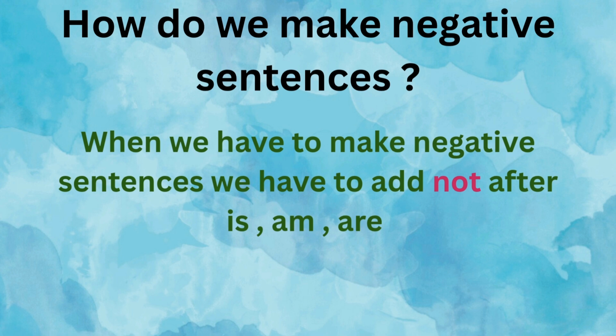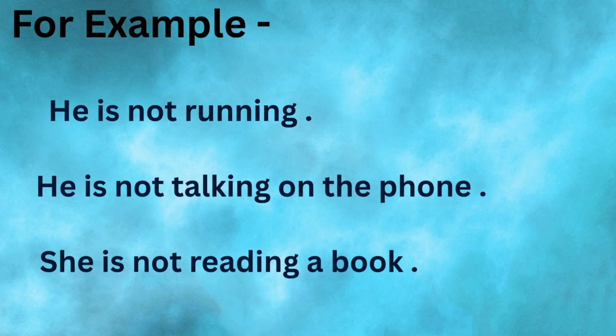How do we make negative sentences? When we have to make negative sentences, we have to add not after is/am/are. For example, he is not running. He is not talking on the phone. She is not reading a book.